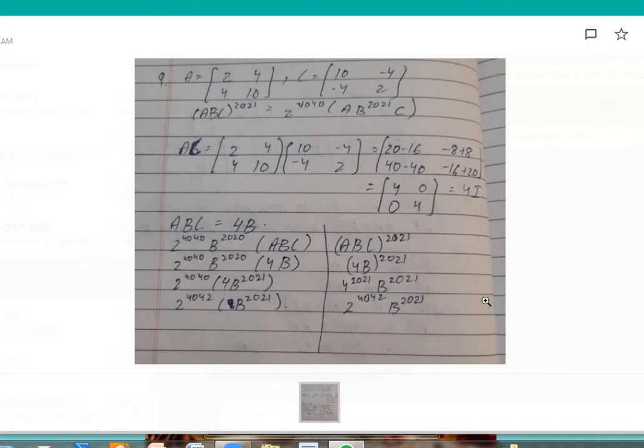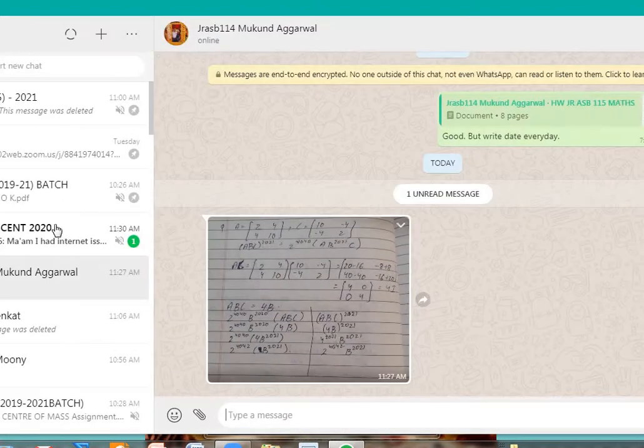Mukund only you sent me in WhatsApp. Yes, sir. ABC equal to 4B, that statement will be wrong.